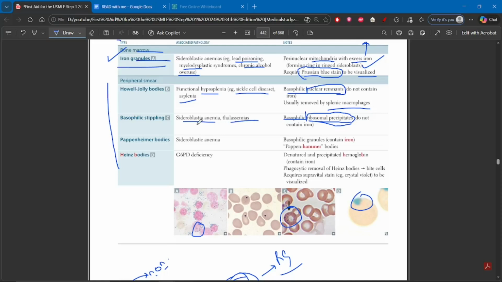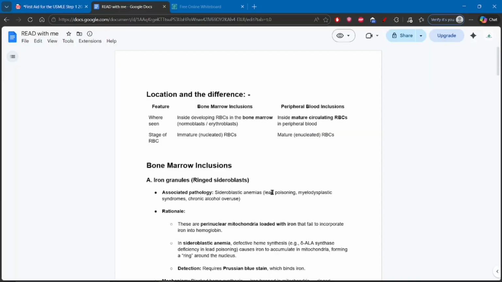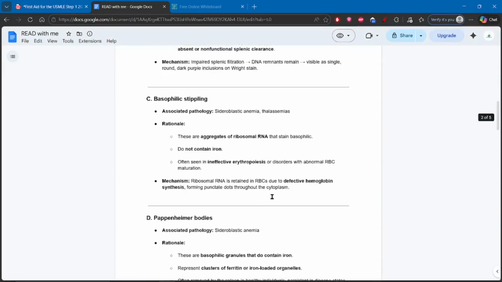And the basic difference between them and Howell Jolly bodies is that they are ribosomal precipitates. They do not contain iron. And the rationale behind them is that in sideroblastic anemia and thalassemia, there is ineffective erythropoiesis, there is disordered RBC maturation. So that is why we can see them.